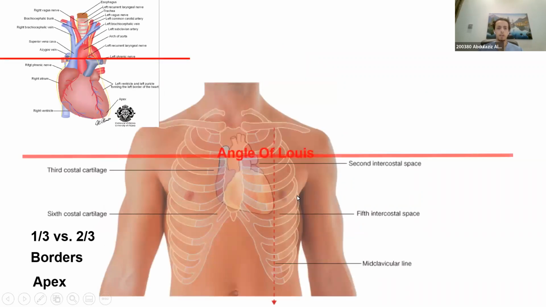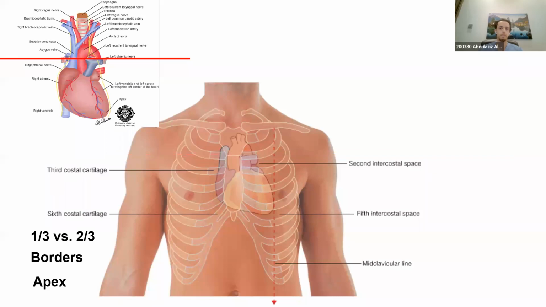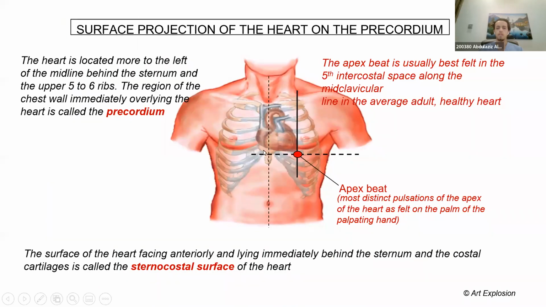Now, so again, this is the angle of Louis. And we use this mainly to help us locate different auscultation points, okay? So this is, I think, the most important auscultation point. I think we're going to cover the rest in upcoming slides. However, in the mid-clavicular line and the fifth intercostal space, if you auscultate at this area, you will be hearing the mitral valve, okay? The mitral valve at the mid-clavicular line corresponding with the fifth intercostal space.